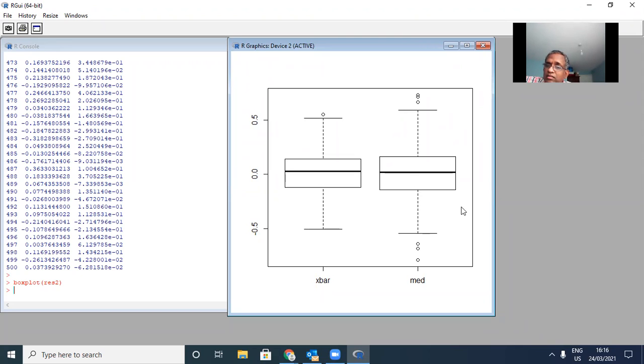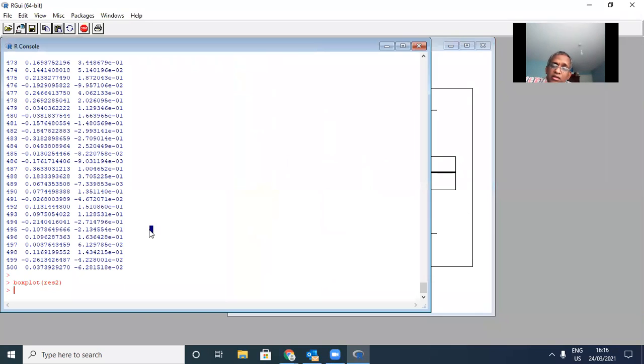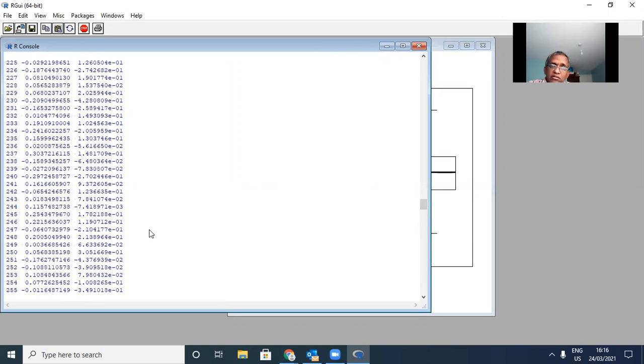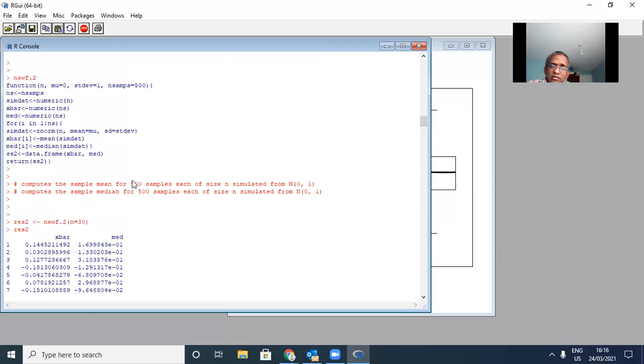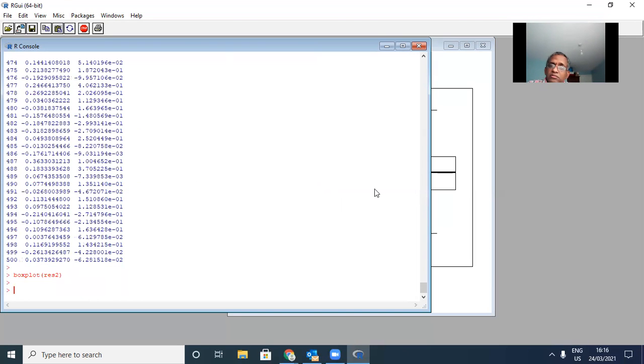Yes, Hank, the numbers are created at random. They are all simulated randomly. So when I said all these samples are random samples, I should have said 500 random samples, each of size n. I forgot to include the word random. All of them are random, yes. All right, so that's with n equal to 30.